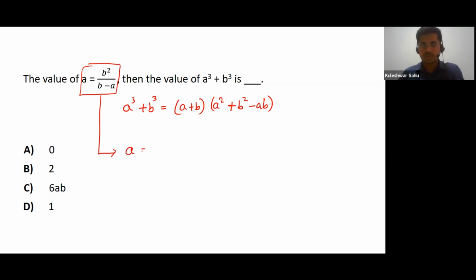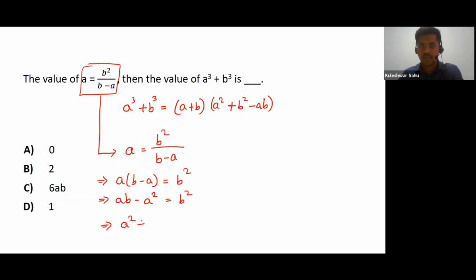A is equal to b square by b minus a. Let's multiply a and b minus a. So it is going to be a multiplied by b minus a is equal to b square. Open the brackets. ab minus a square is equal to b square. Let's shift a square and ab to the right hand side. So we are going to get a square plus b square minus ab is equal to 0.